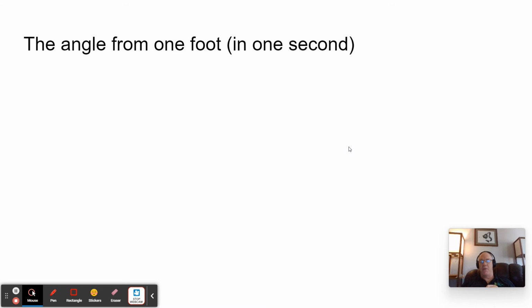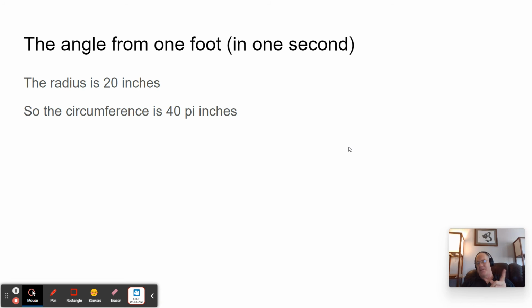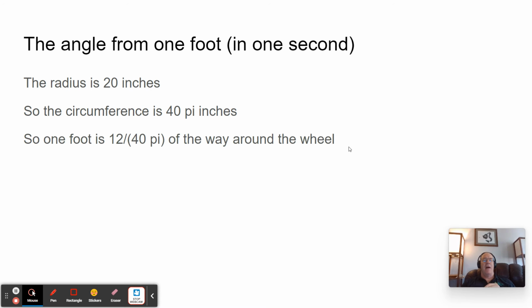The angle from traveling 1 foot is based on the fact that the radius is 20 inches. I said 12 inches earlier, but the radius is 20 inches. So the circumference is 40 pi inches, that's 2 pi times that. Moving 1 foot is 12 inches, so 12 inches of the way around the circle is 12 divided by 40 pi of the way around the wheel. And one rotation around the wheel is 2 pi radians. And so 2 pi times 12 over 40 pi.